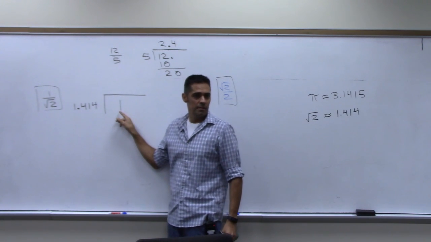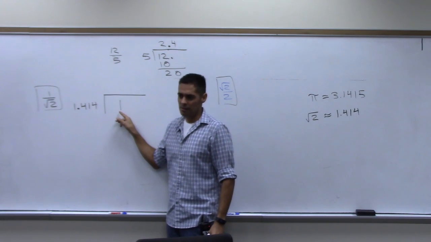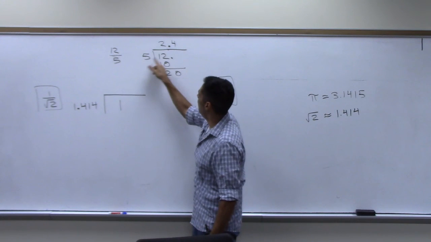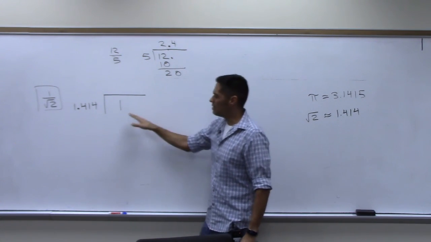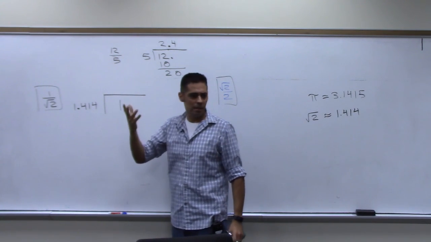I have no idea, right? Like this: what do I multiply 5 by to get 12? Well, I know 2 is going to be a little smaller, right? 3 is too big. That's a very difficult computation for me to do mentally.